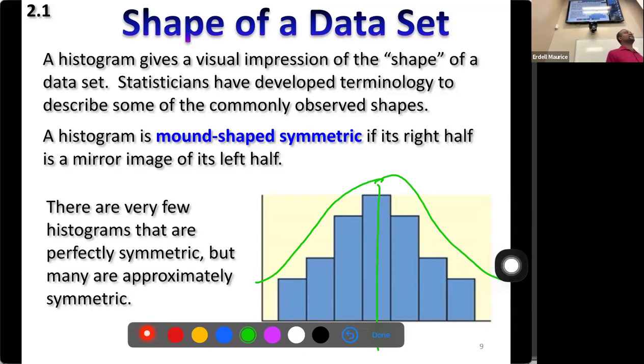Generally, most data sets aren't exactly this way. They're approximately symmetric.